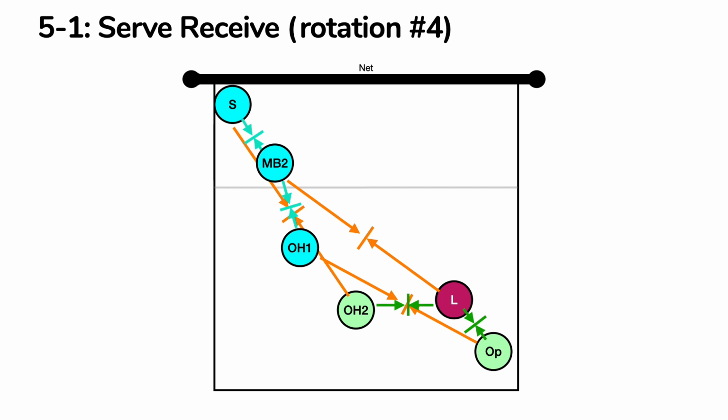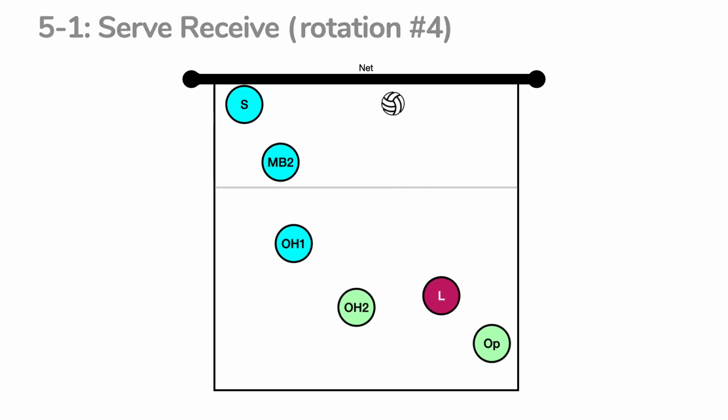You can see the green arrows are the people in the back row. The blue arrows are the people in the front row. And again, we have our three passers, the outside hitters and the libero.